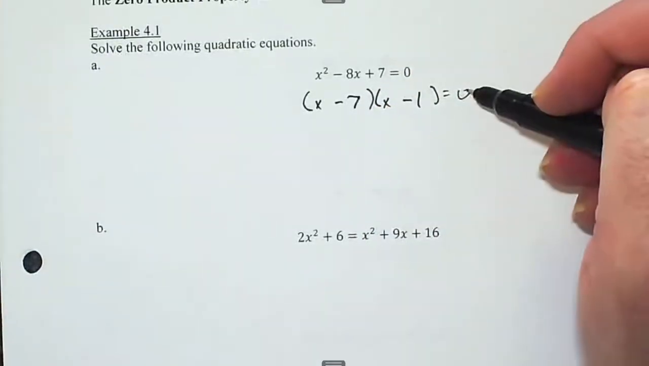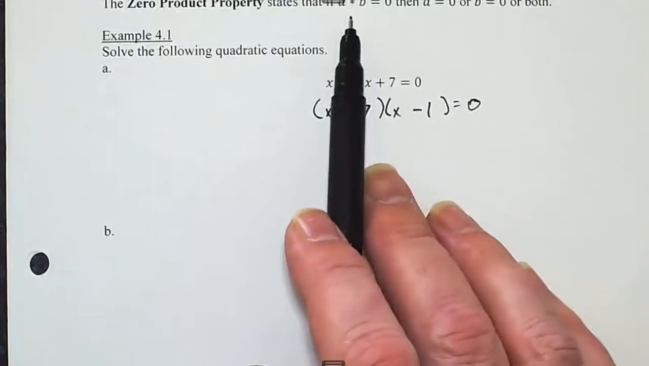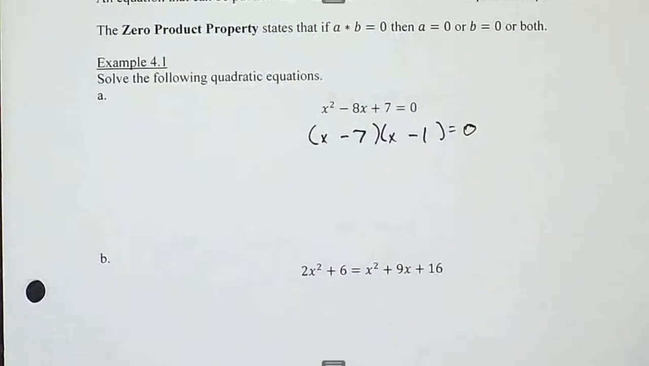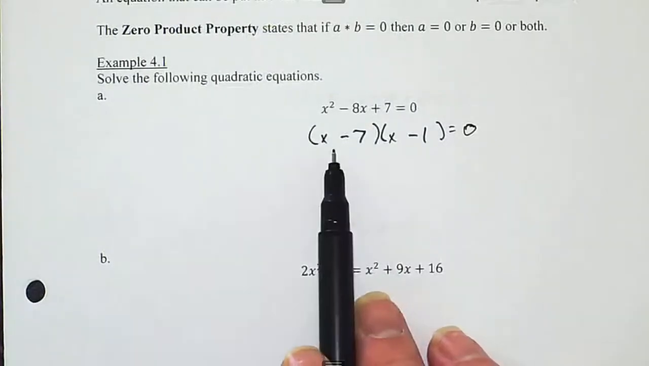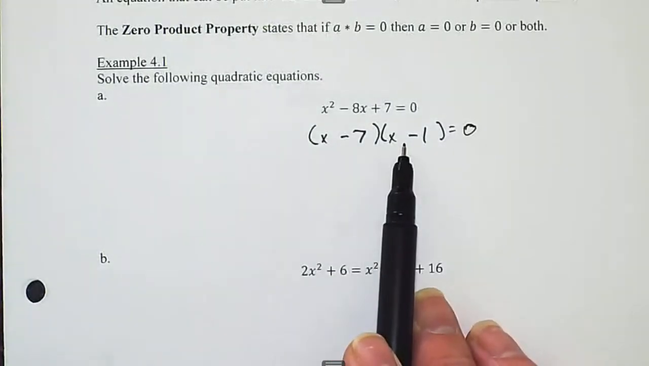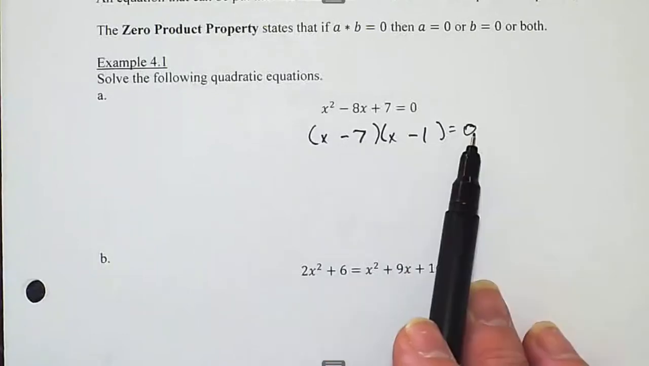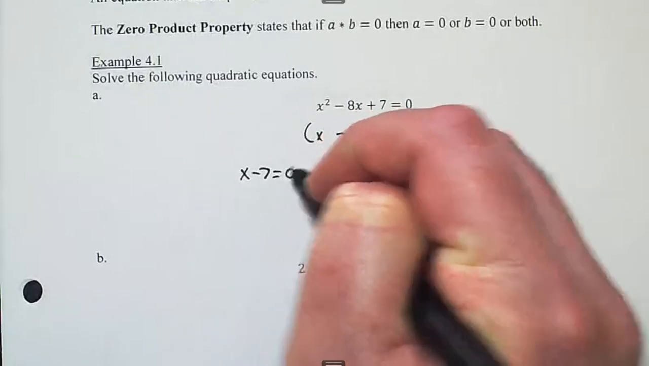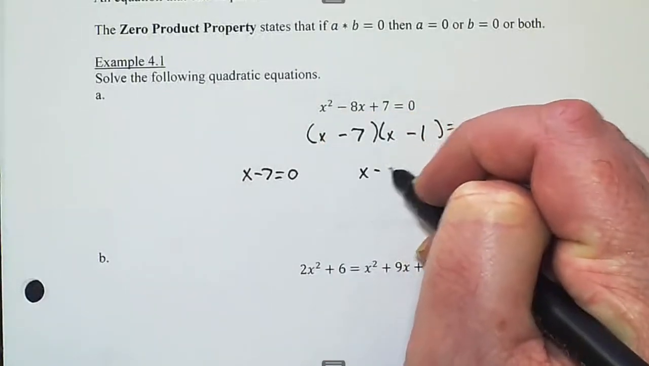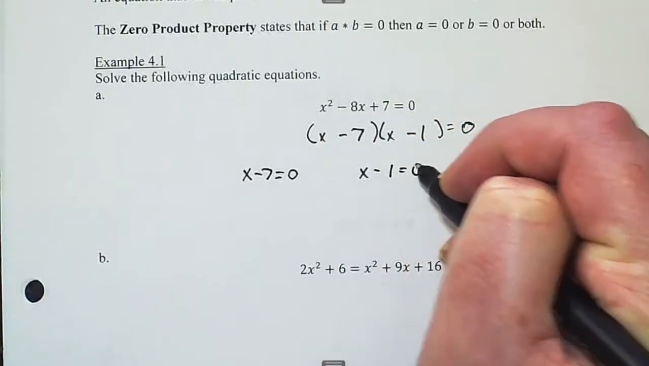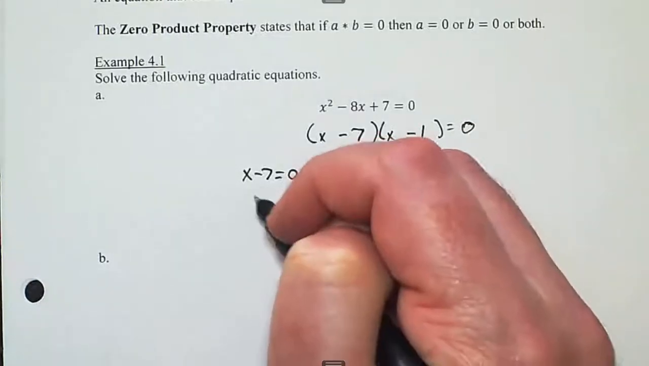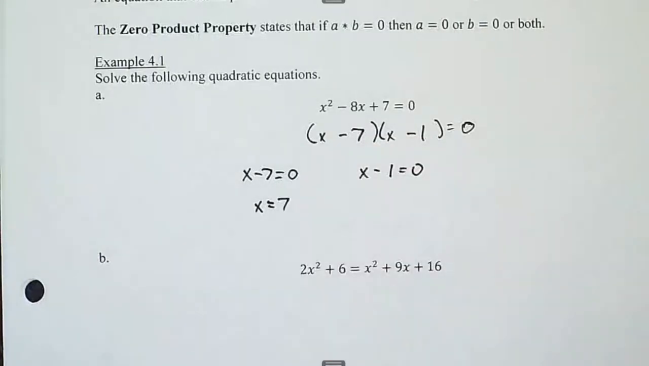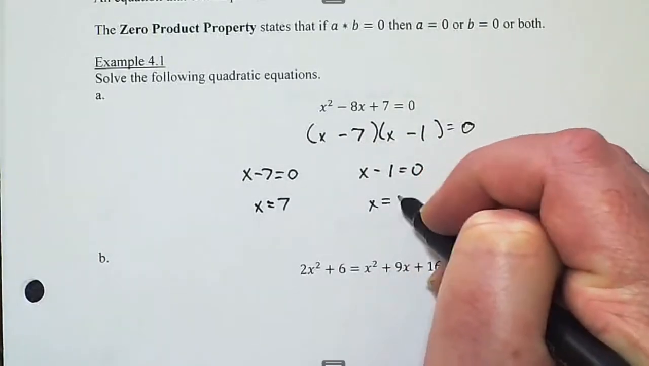So according to the zero product property that says if A times B equals 0, then A could equal 0 or B. So here's my A, and here's my B. If these two things multiply to 0, then either one of them being 0 makes the equation true. So this is me using the zero product property. Now I'll solve this equation by adding 7. I'll solve this equation by adding 1.